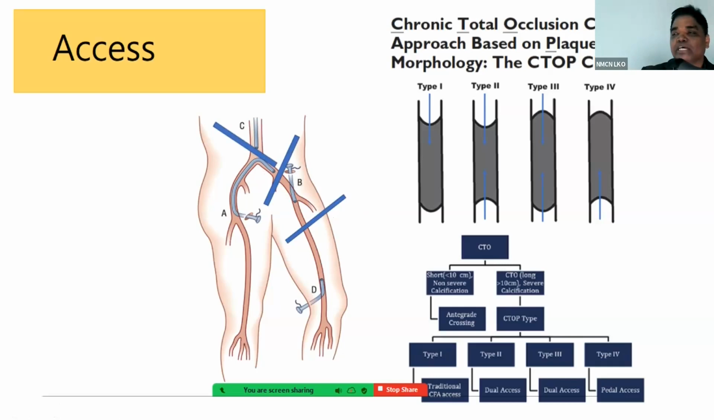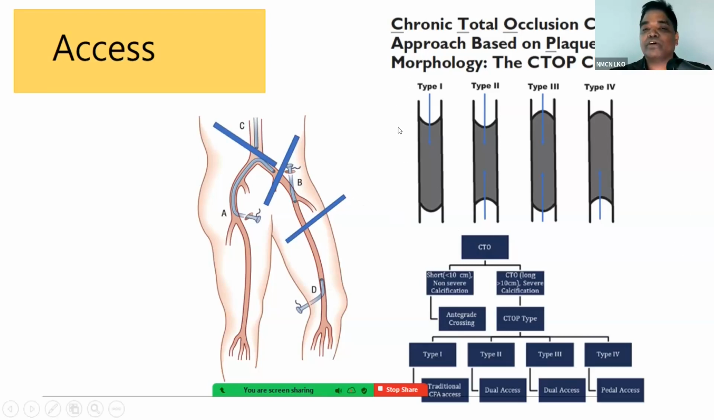So there is a TASC classification, which is based on plaque morphology, and it tells us what kind of routes we can take. In general, if the lesion is less than 10 centimeters, we will generally take one access, that is an antegrade access from the top. But if the lesion is larger than 10 centimeters, then generally we try to take 2 accesses.